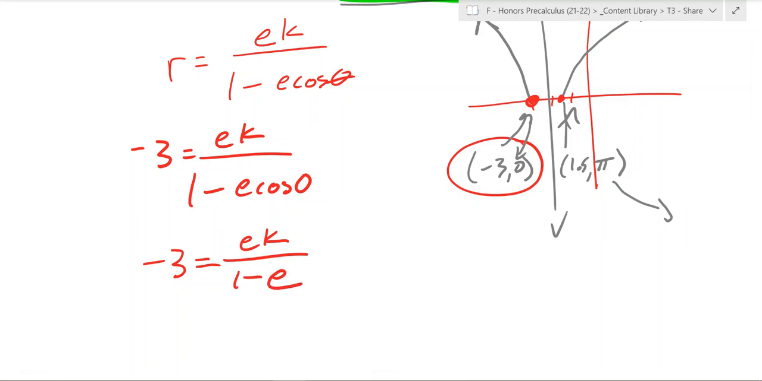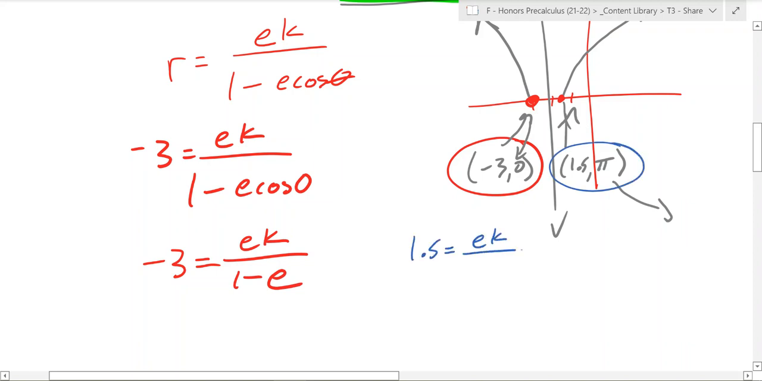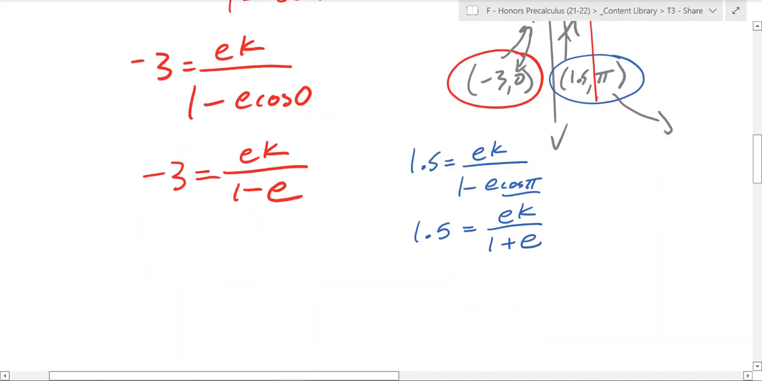But then we also have this point right here, 1.5, pi. So we know that 1.5 is equal to ek over 1 minus e cosine pi. Well, cosine of pi is negative 1, so this turns into plus e right there. So when we cross multiply, we end up with 1.5 plus 1.5e is equal to ek, like this. And if we cross multiply over here, we end up with negative 3 plus 3e is equal to ek.